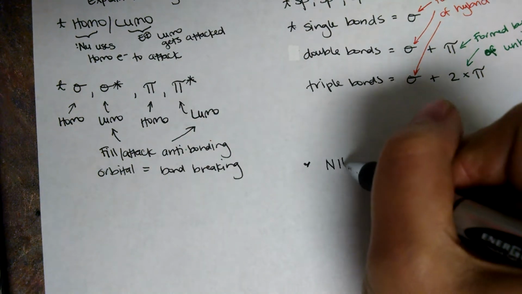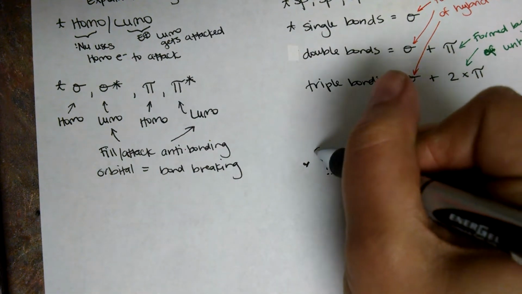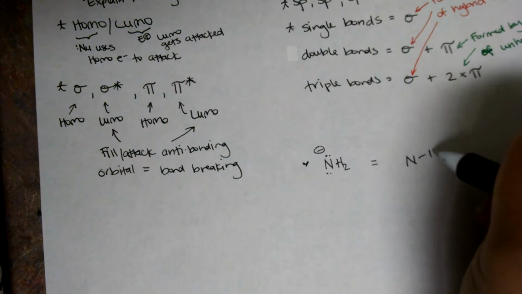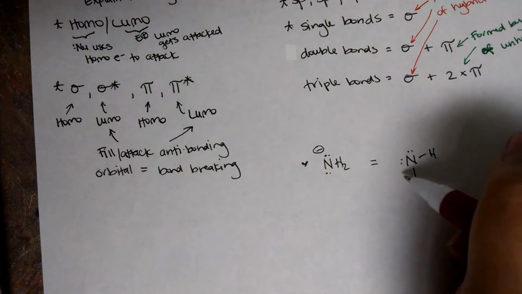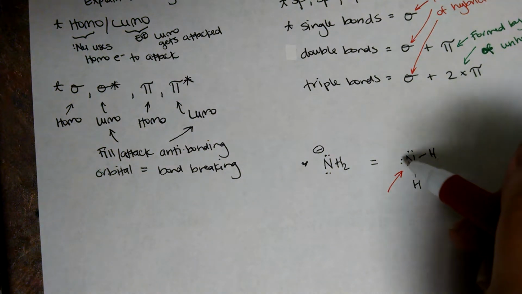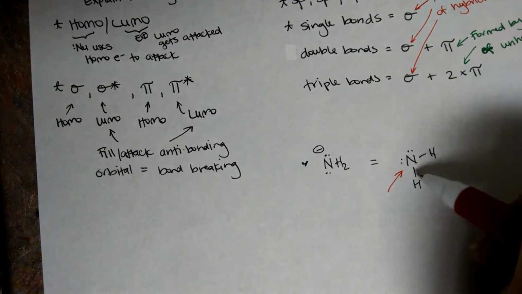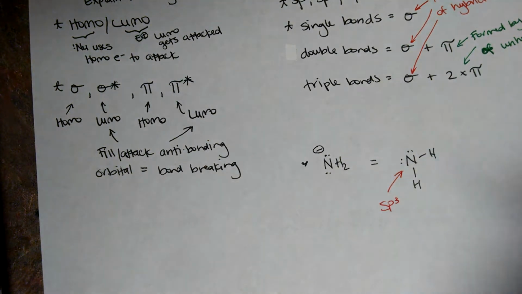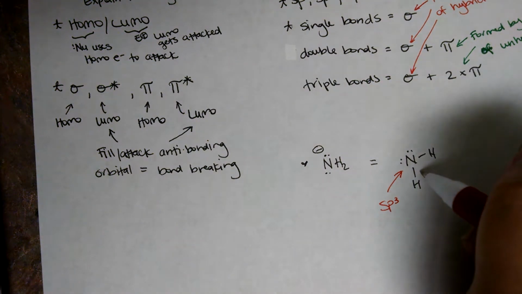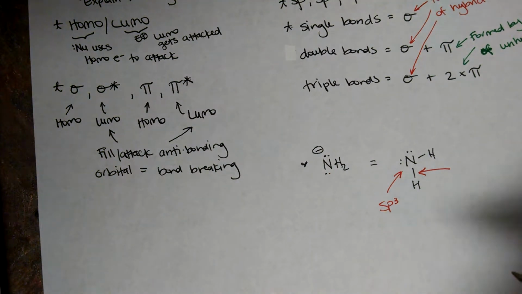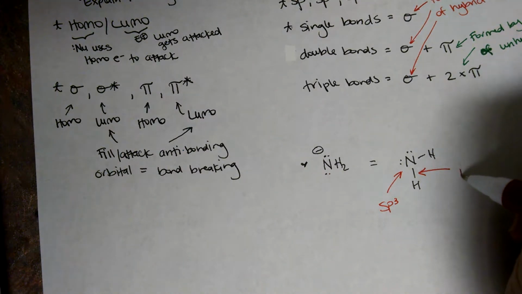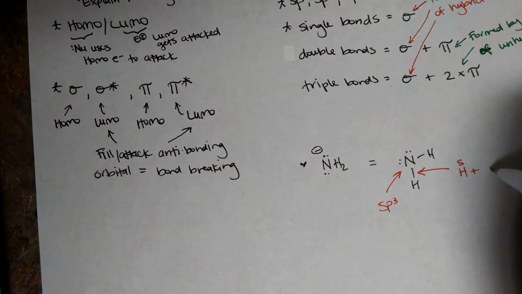So how about NH2 minus? This guy looks like this. What is the hybridization of the nitrogen? He's got 4 groups. Each lone pair counts as a group. So 1, 2, 3, 4. He is sp3 hybridized. And so this bond here, how is it made? It's made from the overlap of hybridized orbitals. In this case, it's going to be the hydrogen's s orbital plus the nitrogen's sp3 orbital that form the sigma bond.